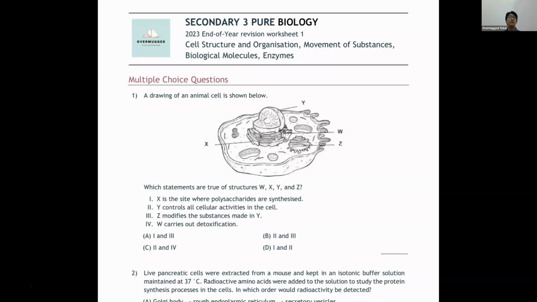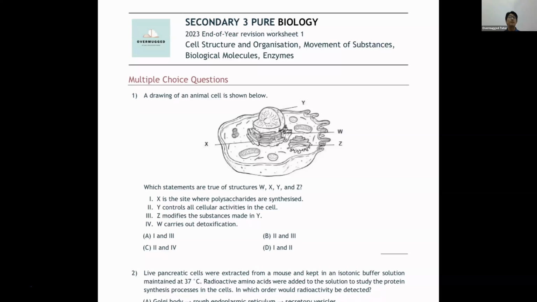X is the site where polysaccharides are synthesized. Could be. Okay, good enough. Right, so this X over here is a little bit vague, but it's fine because it's an MCQ question.